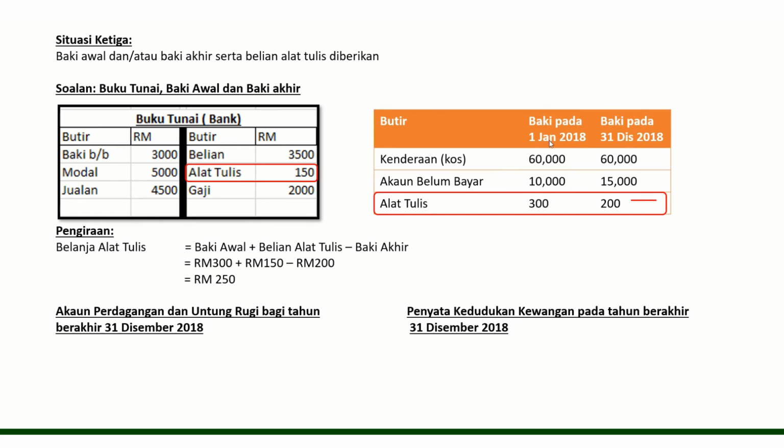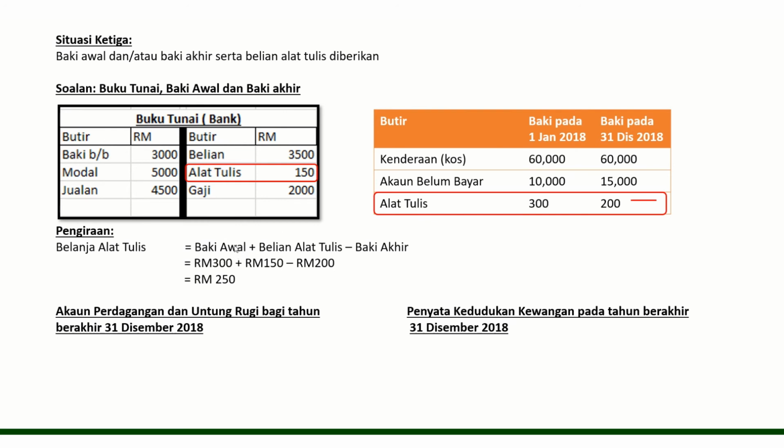So on the 1st of January, at the beginning of your tempoh perakaunan, you had 300 ringgit worth of alat tulis. And then, what did you do? You went and bought another 150. So this is what this 150 means. And at the end of your tempoh perakaunan, how much is left? 200 is left. So how do you find out berapakah amount alat tulis yang telah digunakan pada tempoh perakaunan?